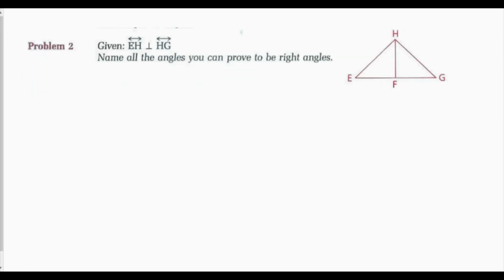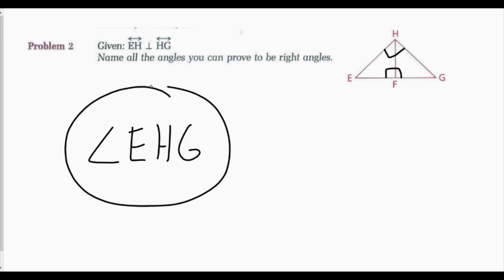congruent. Looking at problem 2, we're given line segment EH is perpendicular to line segment HG. Name all the angles you can prove to be right angles. If these two line segments are perpendicular, then I know angle EHG would be a right angle. From my diagram, it looks like angle EFH and angle GFH would be right angles. However, I don't have my box that indicates they're right angles, and I don't have any perpendicularity statements for line segment EG and line segment HF. So the only angle that I can show is a right angle would be angle EHG.